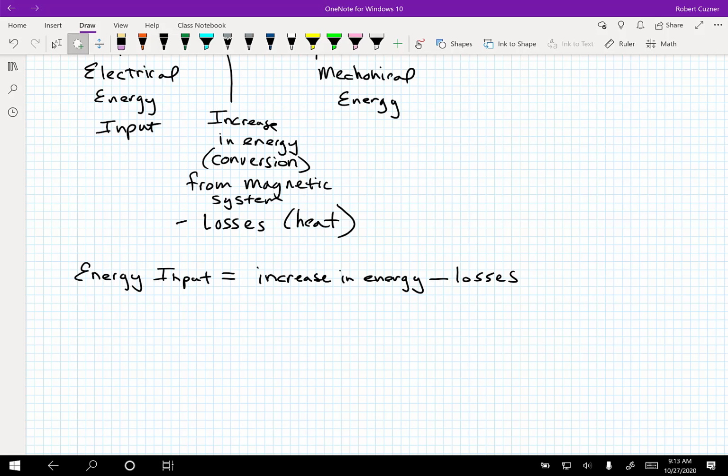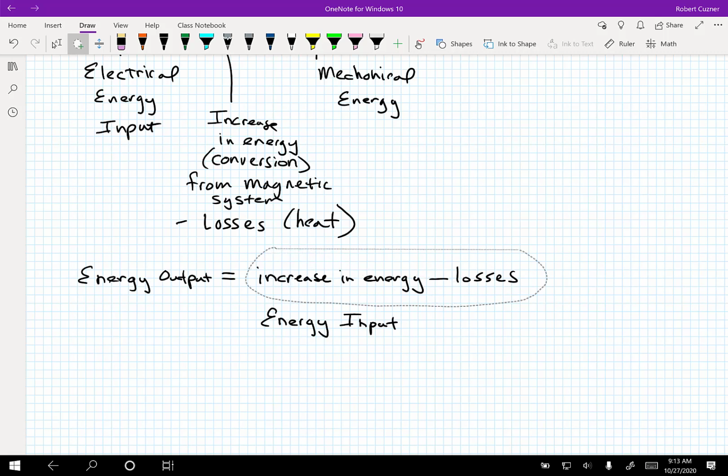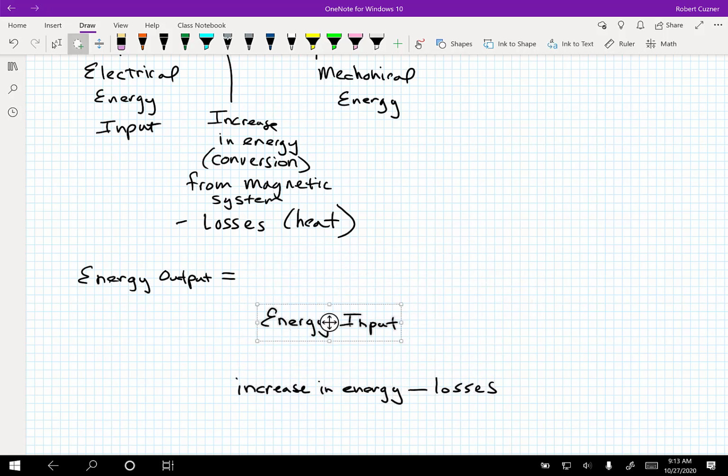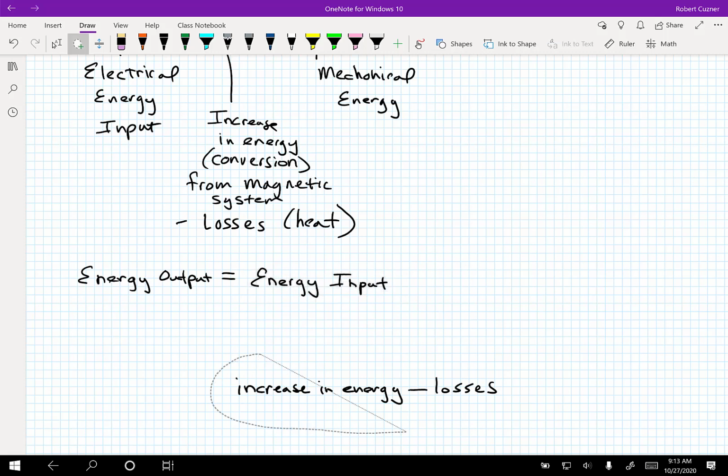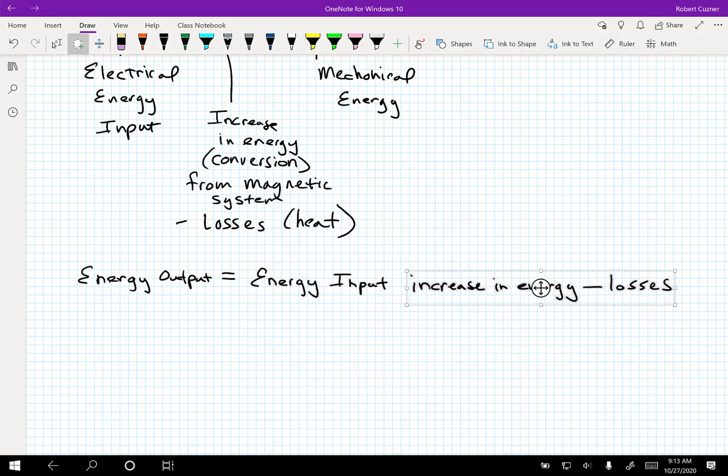Let's see, I've got this written, it's not quite right. I think a better way to write it: the energy output is equal to an energy input plus some increase in energy minus losses. And so this output is mechanical energy, and the input is electrical energy.